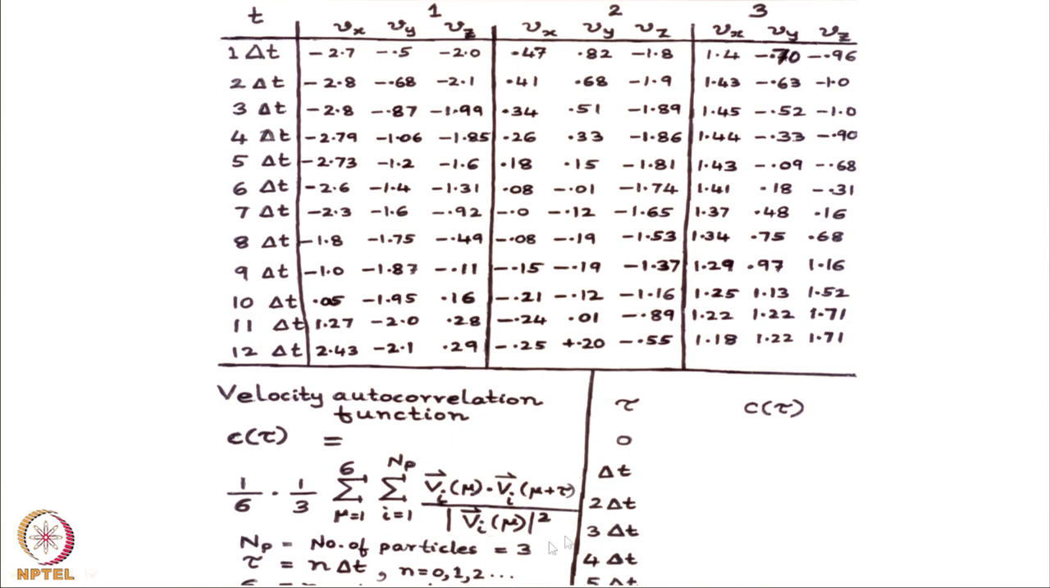So, all these formulae have a particular meaning, but let us understand what is the meaning of this autocorrelation function. What I have plotted: I took a molecular dynamics trajectory, a 3 particle trajectory, and I have written here Vx, Vy, Vz of particle 1, Vx, Vy, Vz of particle 2, Vx, Vy, Vz of particle 3, and I am listing them as a function of time. So, what is the meaning of correlation function at delta t?